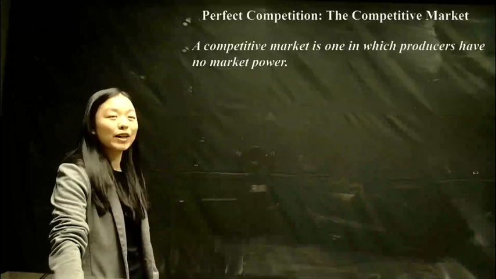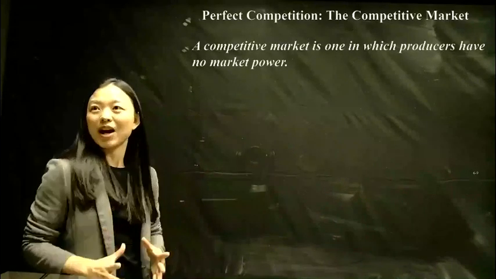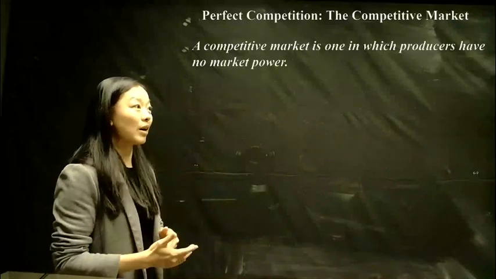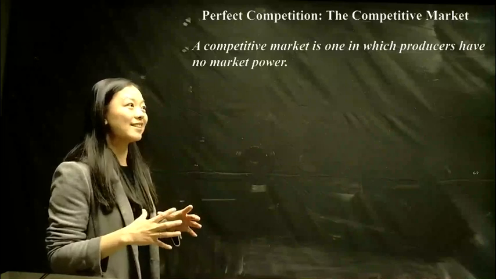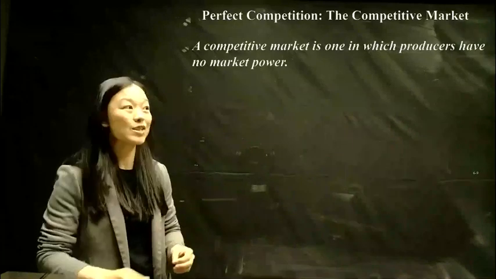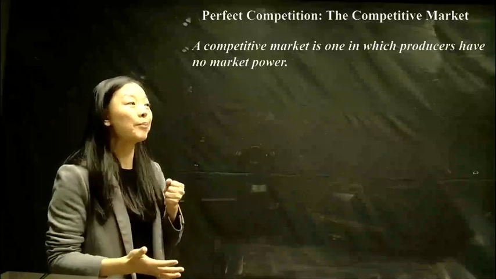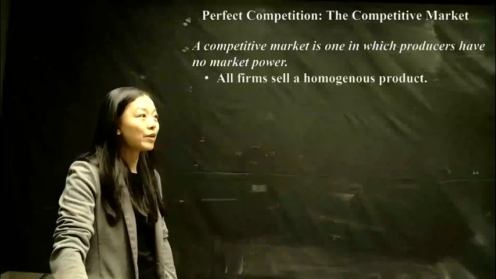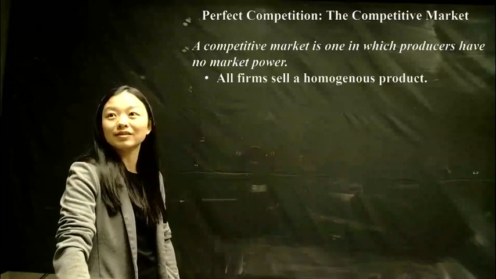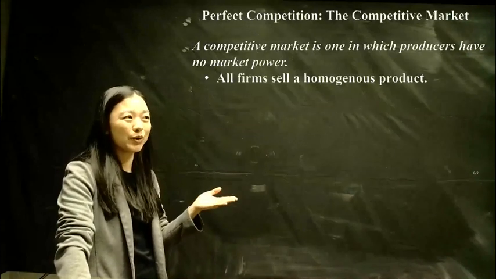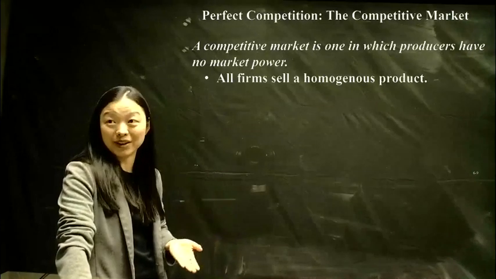Now let's go back to our main focus in this chapter: perfect competition. A competitive market is a market in which producers have no market power. That is what we call a perfectly competitive market. All firms sell an identical product. Do you think this will exist in our reality?